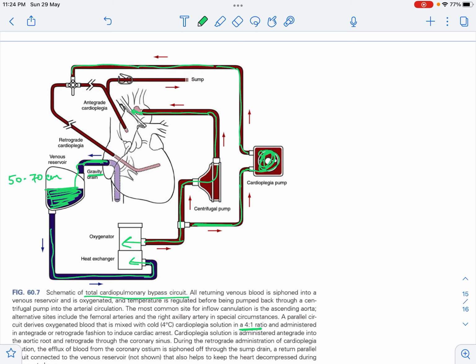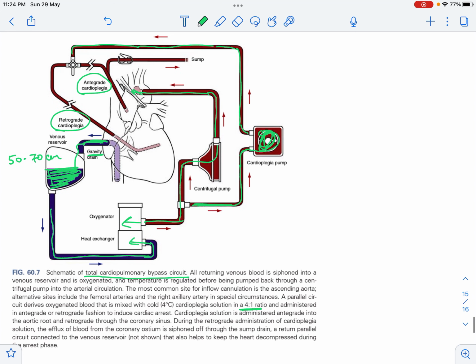The blood is coming, and we can use this cardioplegic solution in two routes, antegrade and retrograde. Now, during the retrograde administration of cardioplegic solution, the flux of blood from the coronary ostium is siphoned off through a sump drain. Okay, this is the sump drain.